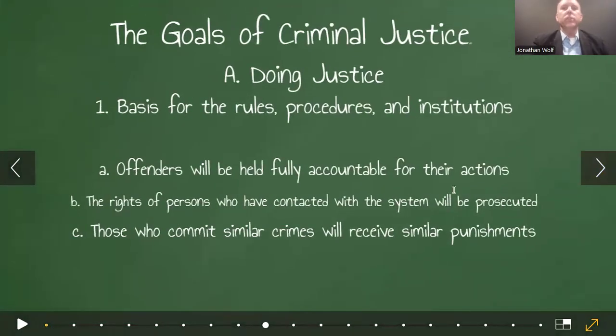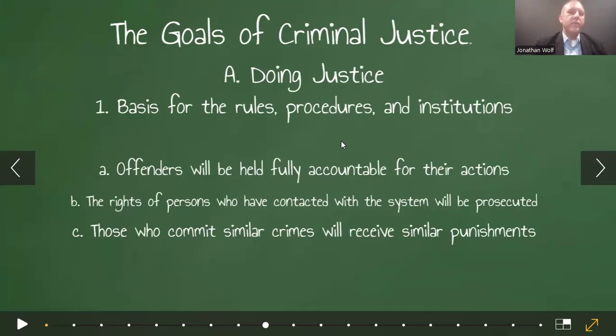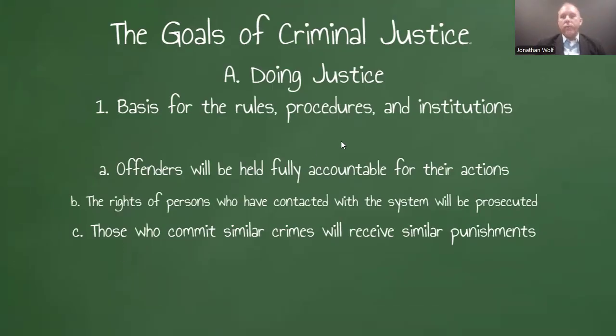What are we looking at here? So the first thing we'll talk about are the goals of criminal justice. One of the goals I have here on the slide is just doing justice. What does that mean? That is really the basis for rules, procedures, and institutions. So to break it down a little bit further, I have here in lowercase a, offenders will be held fully accountable for their actions. So one of the goals of criminal justice is to have offenders be accountable for their actions.